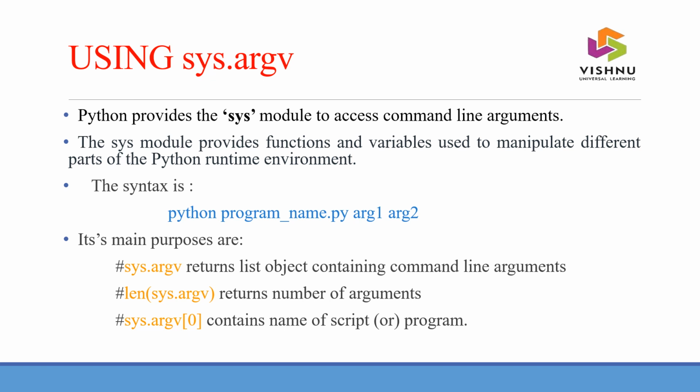len of sys.argv returns the number of arguments. Generally, elements of argv can be accessed using index, where index starts from 0. sys.argv[0] contains the name of the script or program, that is the file name. sys.argv[1] and so on return the arguments.